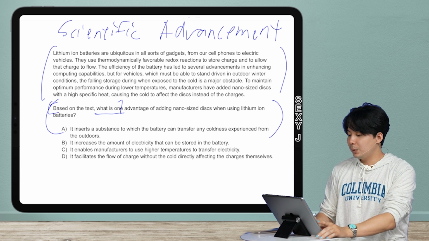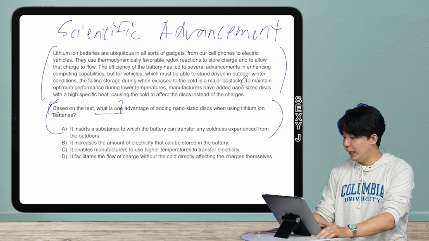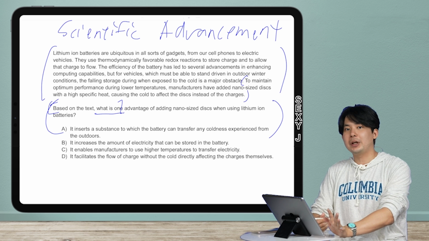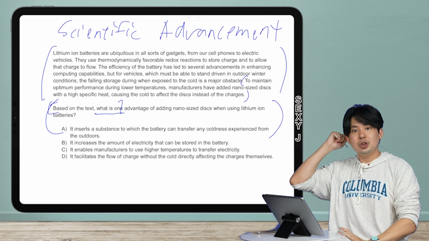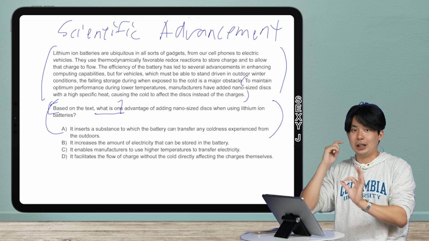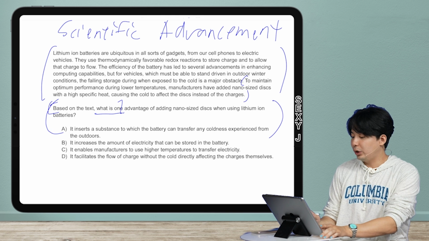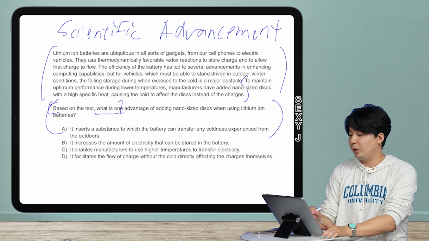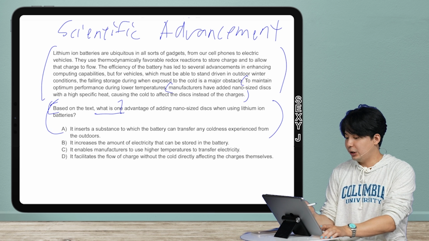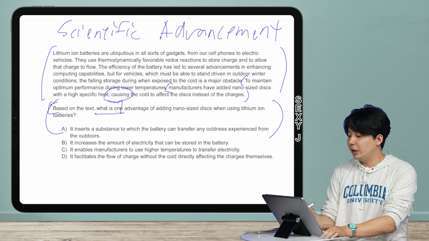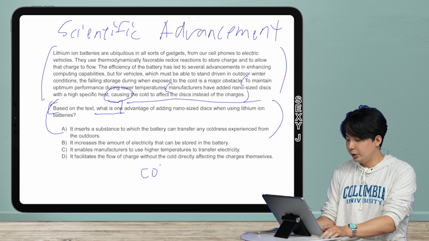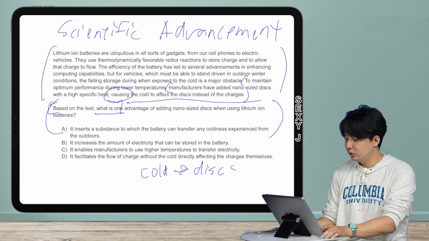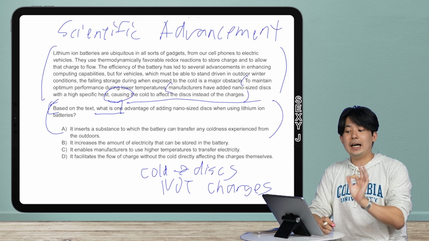In these questions, as you've probably noticed if you've been watching all the videos, in all of these long text questions for digital SAT, it's usually the last two sentences that I have to read. I can't not read those. So, what is one advantage of adding nano-sized disks when using lithium-ion batteries? They added nano-sized disks with a high specific heat, causing the cold to affect the disks instead of the charges. So what's the good thing? Cold goes to the disks, not the charges. I need something that has to do with that.